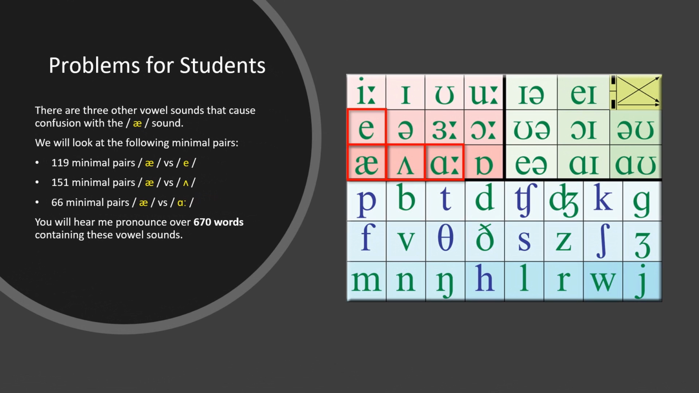Problems for students. There are three other vowel sounds that cause confusion with the /æ/ sound. We'll look at the following minimal pairs: 119 minimal pairs, /æ/ versus /e/; 151 minimal pairs, /æ/ versus /ʌ/; 66 minimal pairs, /æ/ versus /ɑː/. You'll hear me pronounce over 670 words containing these vowel sounds.